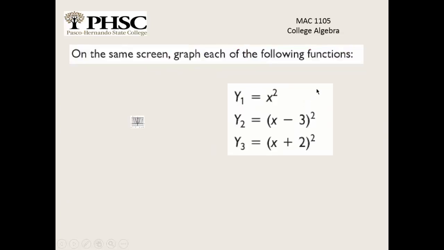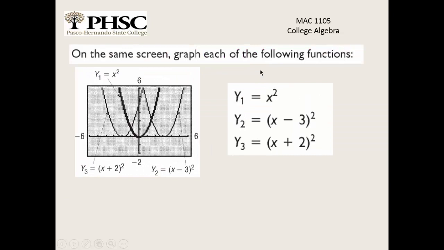So here we have three functions all on the same screen. So the first one, the dark one, is the base function. The x minus 3 squared gets shifted 3 units to the right, which is this function. And then the x plus 2 squared gets shifted 2 units to the left, which is this function right here.